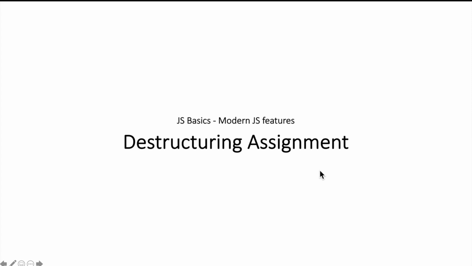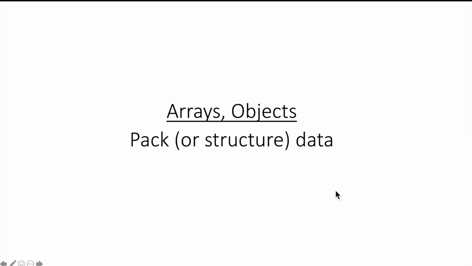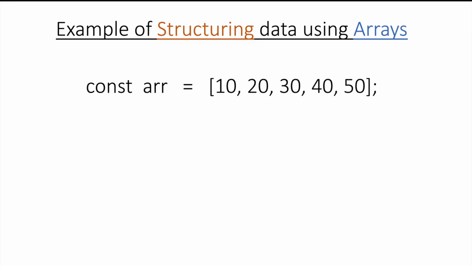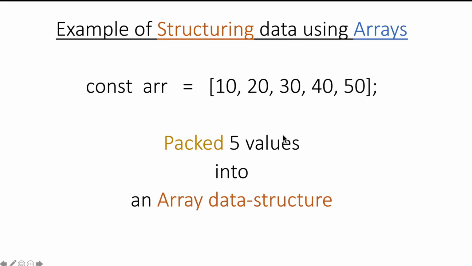Let's discuss destructuring assignment. Arrays and objects help us to pack or structure our data. Let's look at an example of structuring data using arrays. Here we have an array which is assigned to the variable ARR. Here we have 5 elements in the array. We can say that we have packed 5 values into an array data structure.